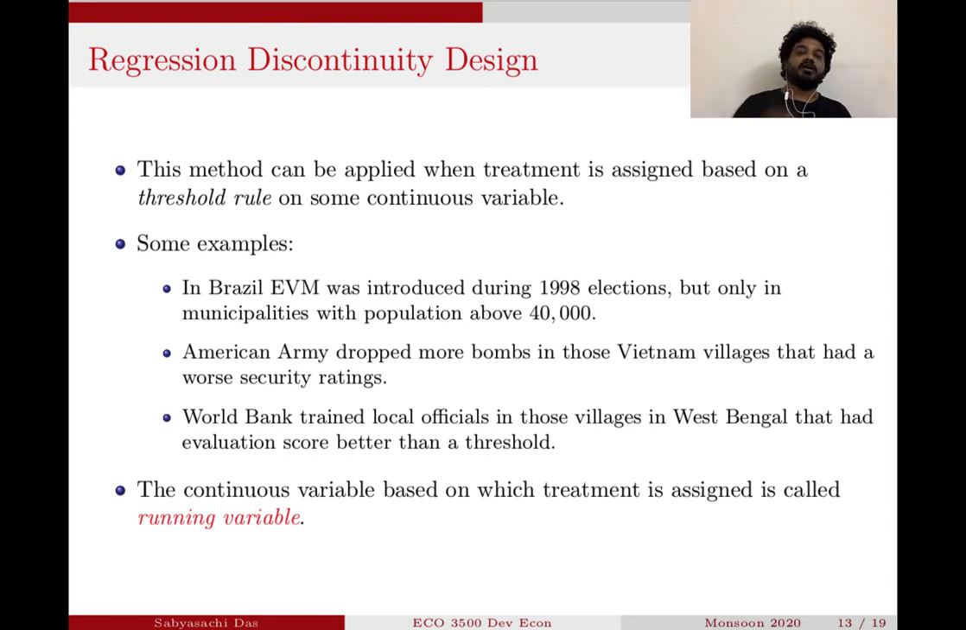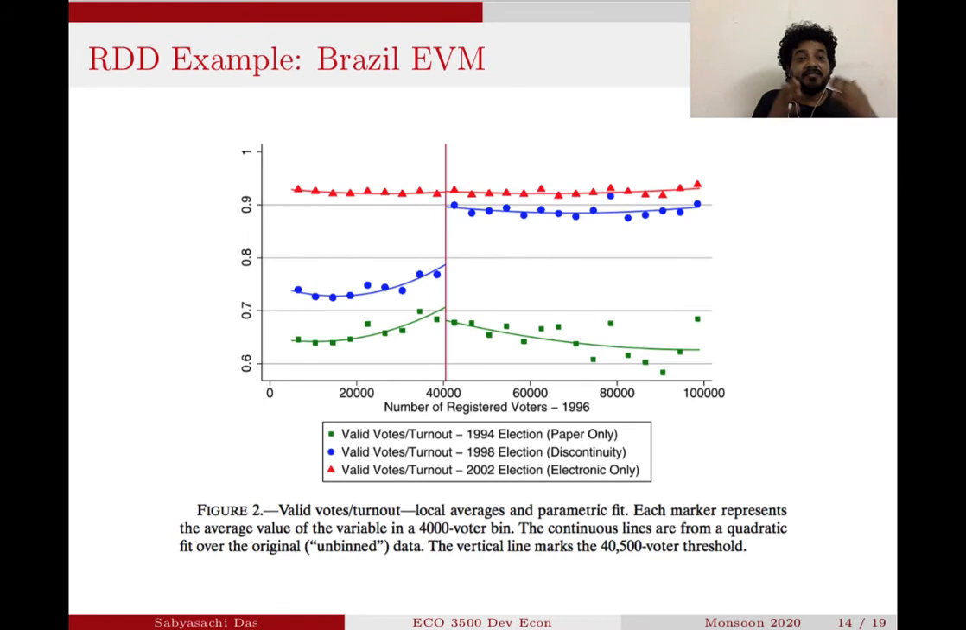in the 98 election, the municipalities got EVM. And so if it is indeed the case that EVM causes an increase in valid votes, then if I plot the valid vote percentage, it will jump at the threshold of 40,000. Because at 40,000, suddenly the municipalities start getting EVMs in only 98, and so then there should be a jump in valid votes.